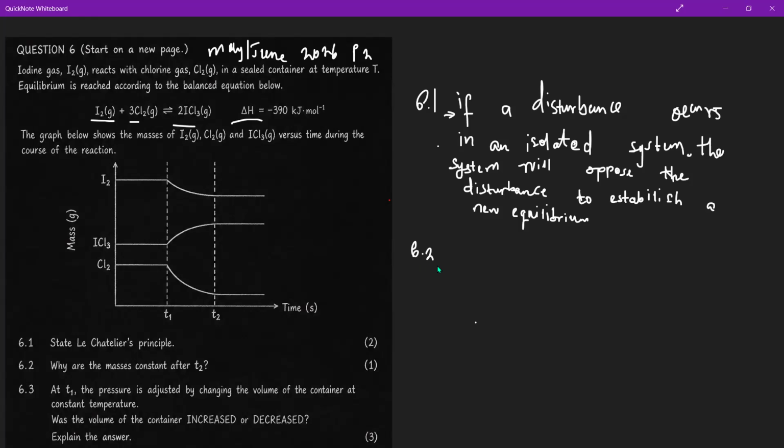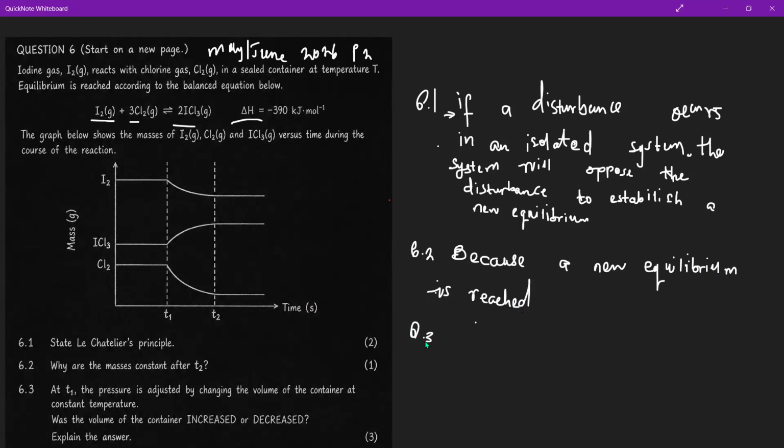6.2, why are the masses constant at temperature T2? At temperature T2, the masses are constant because a new equilibrium is reached. The rate of the forward reaction is equal to the rate of the reverse reaction. So that's because a new equilibrium has been reached.